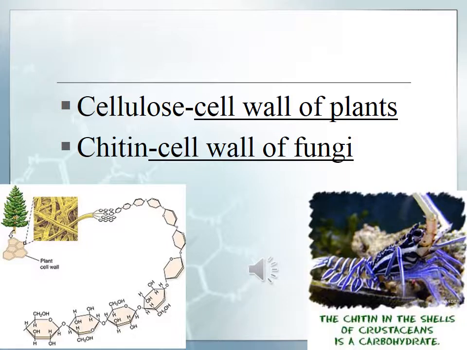The next word is chitin. Pronounce it chitin with the K. Don't pronounce the CH or you might get in trouble. So chitin. This is in the cell wall of fungi. So when you're eating a mushroom, you're eating chitin.